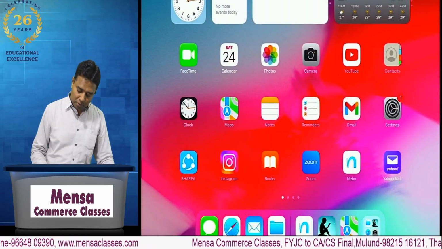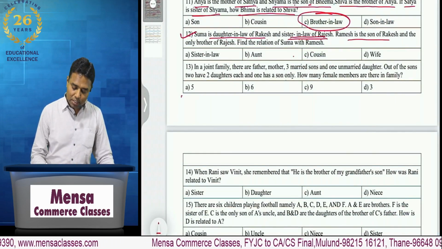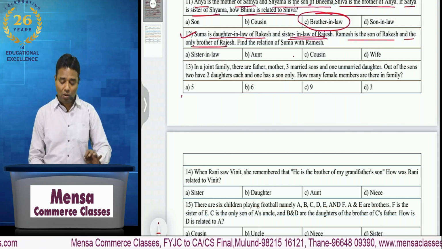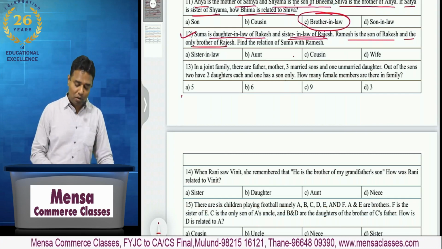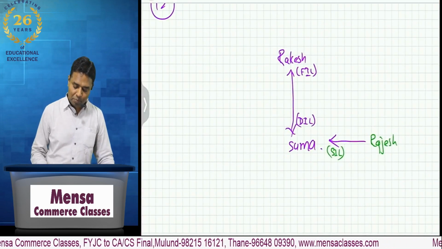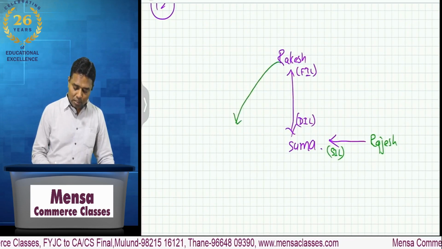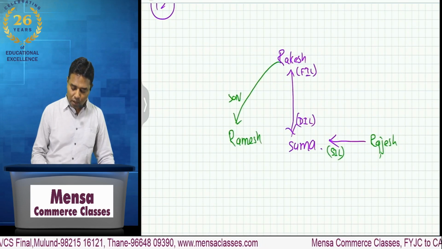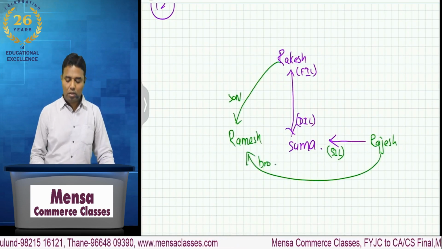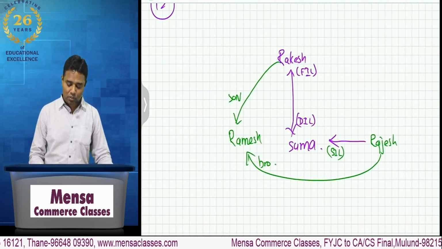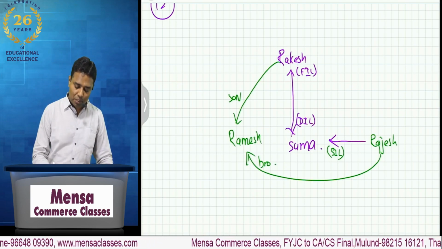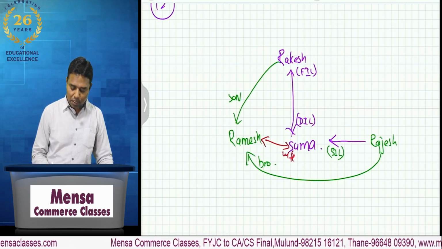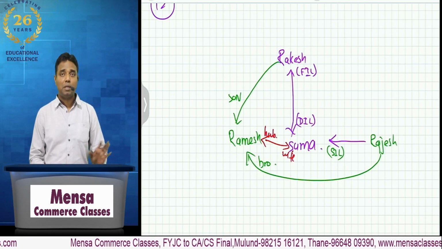Let's read the next part. Ramesh is the son of Rakesh and only brother of Rajesh. So now the connection comes complete. Only brother and he is a son. So very obvious, no? This relation we are clear with now. So what is the relation we are clear with now? This becomes wife, this becomes husband. That is very, very clear, right?